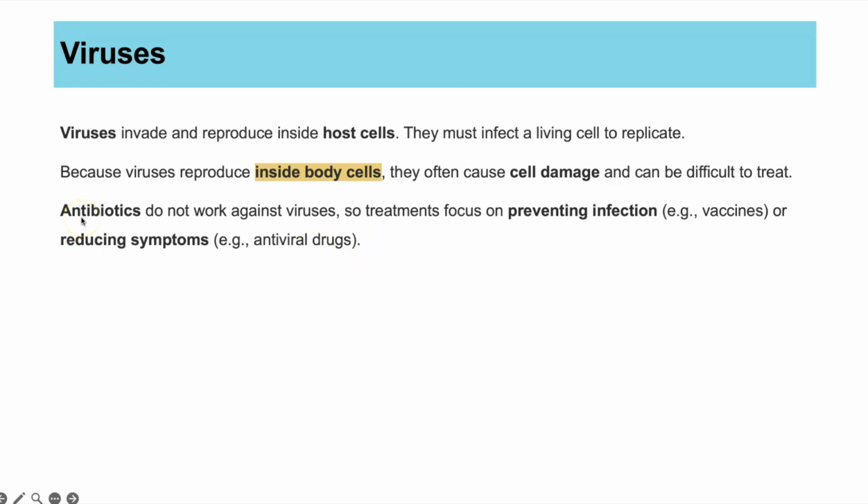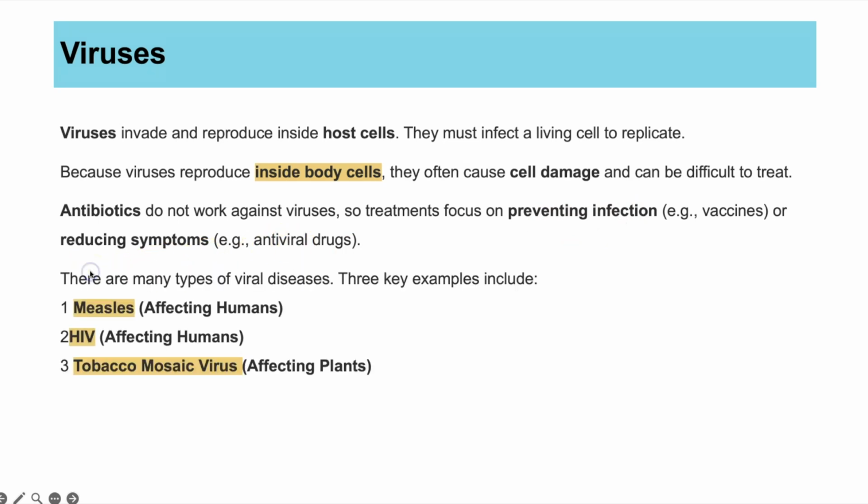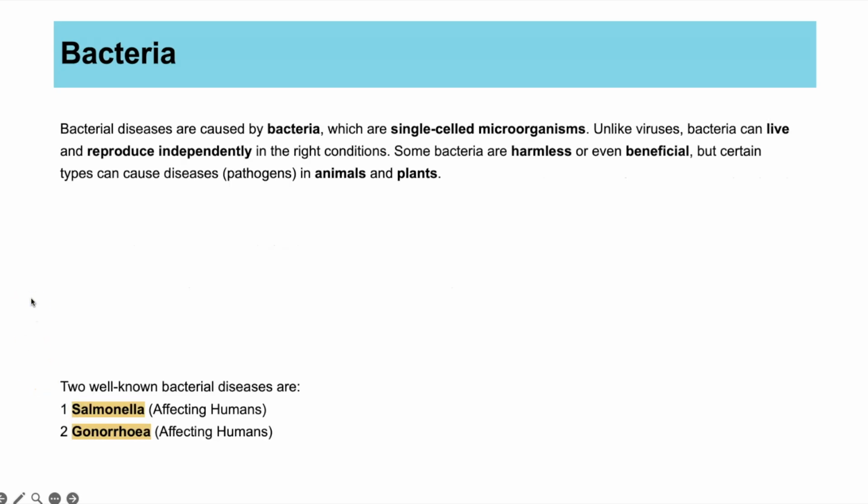Antibiotics, which are a type of medicine, do not work against viruses. So treatments to try and remove a virus from your body actually focus on preventing infection in the first place, because it's very hard to treat a virus once you're infected. You have to then just rely on your own immune system to destroy the virus. So things like vaccines prevent infection, and for certain viruses there are antiviral drugs as well, which will help. The three examples that you need to know are measles and HIV, which both affect humans, and then tobacco mosaic virus, which affects plants.